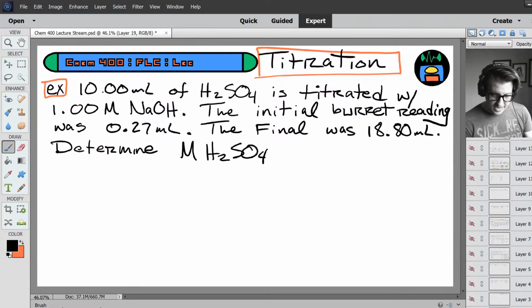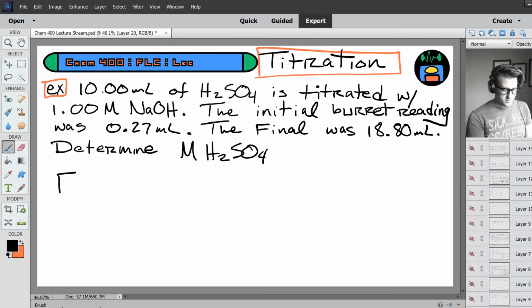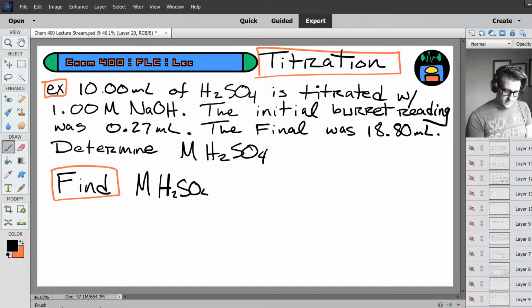All right, again, there's some things we have to keep in mind. First things first, we're being asked to find, in this problem, the molarity of sulfuric acid. Right? Anytime you're asked to find a quantity that has a mathematical formula, you should write that out.